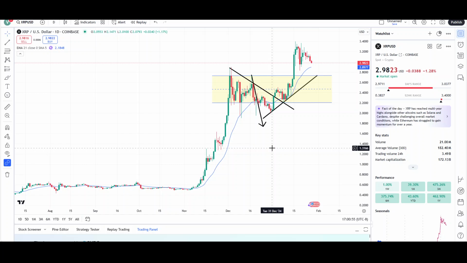I will be doing a technical analysis breakdown for XRP against the US dollar on the Coinbase exchange. I will first be going over what I see in the daily chart and finish the video off with the weekly chart. This video is for entertainment purposes only. Please trade at your own risk.